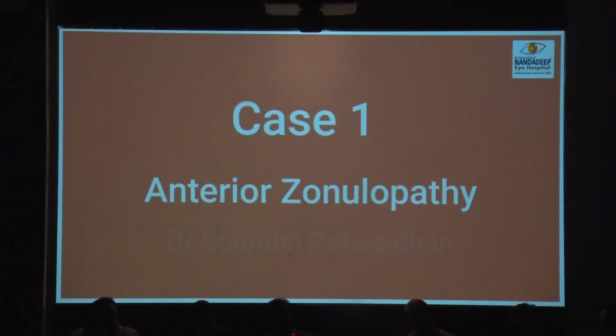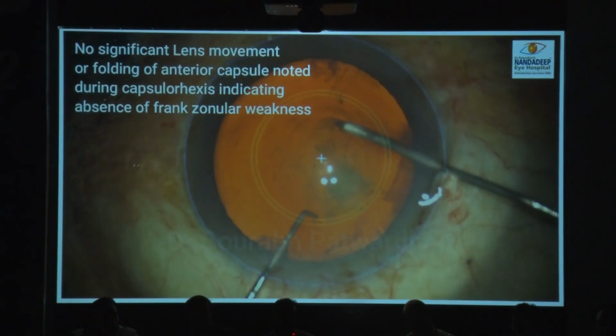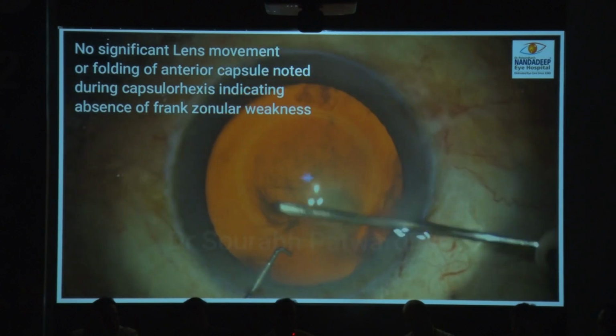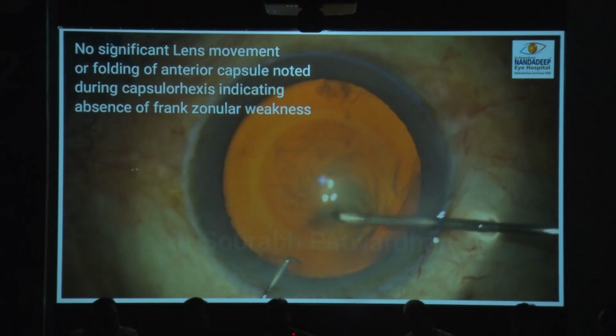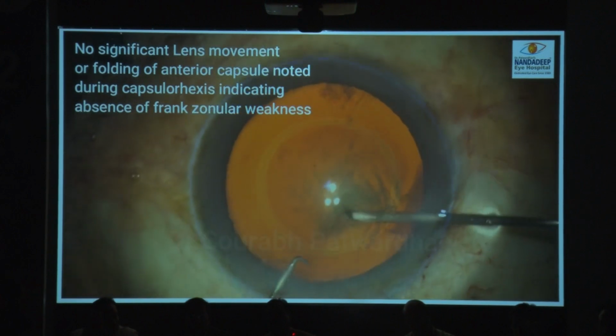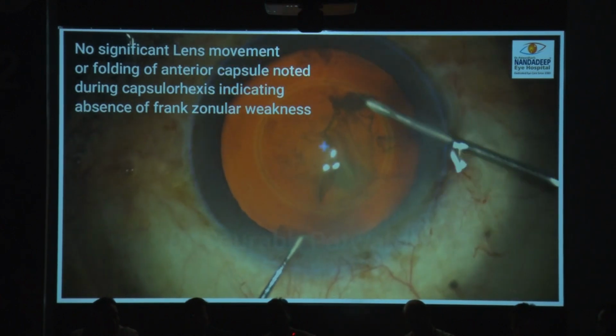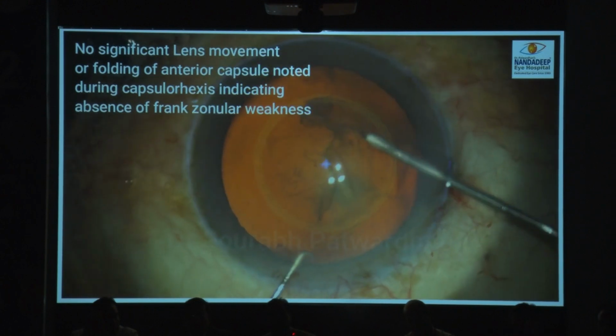Now let's see the first case where anterior zonulopathy can be experienced. During capsulorhexis, you can see there is no frank folding of the anterior capsule and no lens movement, indicating that there is no severe frank zonular weakness.